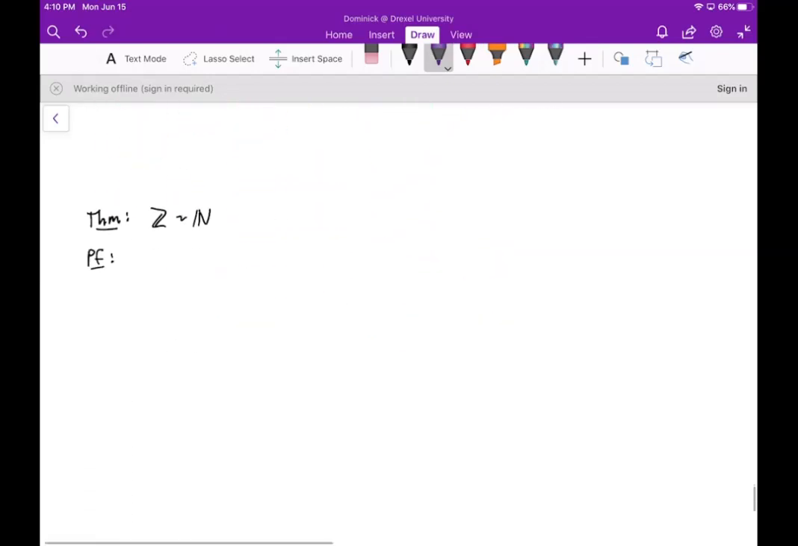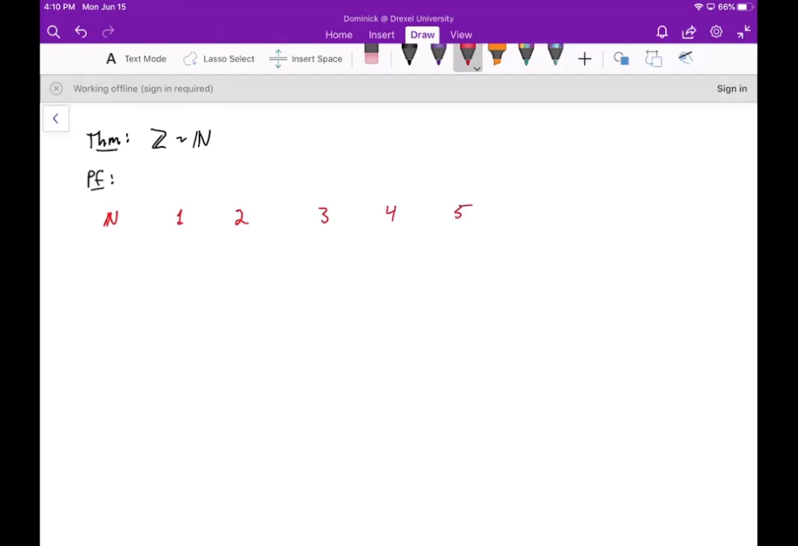Now finally, we actually did these in a previous example, but I just want to refresh your memory on this. We have that the integers are equivalent to the natural numbers. We did this before by saying that the natural numbers 1, 2, 3, 4, 5, 6, 7, 8 can line up with the integers in this way: 0, 1, -1, 2, -2, 3, -3, and so on and so forth.